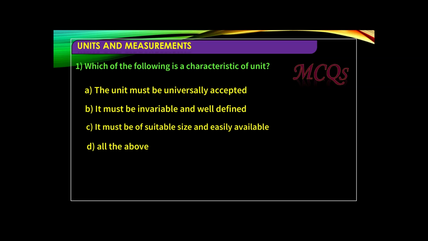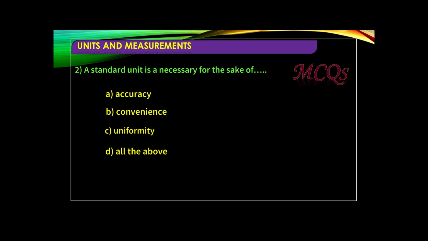Let's do some questions. Which of the following is the characteristic of a unit? Number 1, it is universally accepted. It must be invariable, should not change from place to place. Well defined. Correct. So the answer is D, all the above. A standard unit is necessary for the sake of, of course, accuracy, convenience, and uniformity everywhere. So the answer is D.